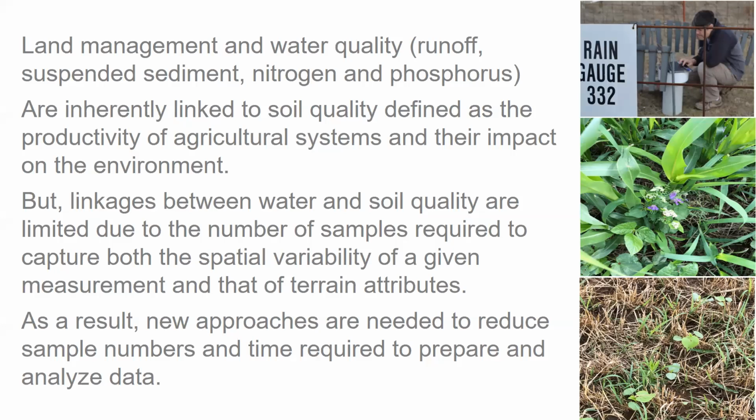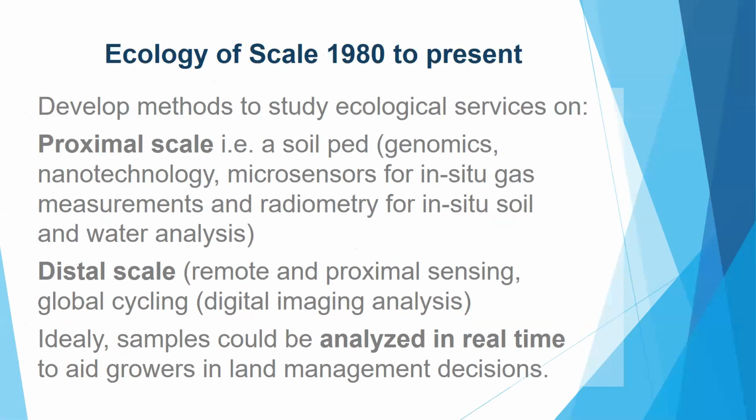So land management and water quality, defined as runoff, suspended sediments, nitrogen, and phosphorus, are inherently linked to soil quality, defined as the productivity of agricultural systems and their impact on the environment. But linkages between water and soil quality are often limited due to the number of samples that are required to capture both the spatial variability of a given measurement and that of terrain attributes. As a result, new approaches are needed to reduce sample numbers and the time required to prepare and analyze data.